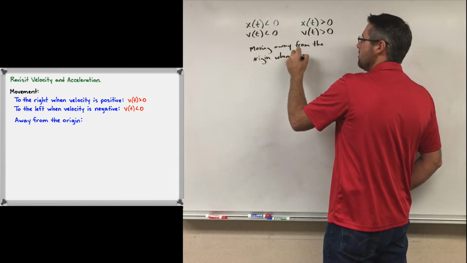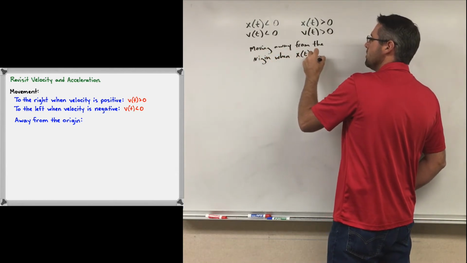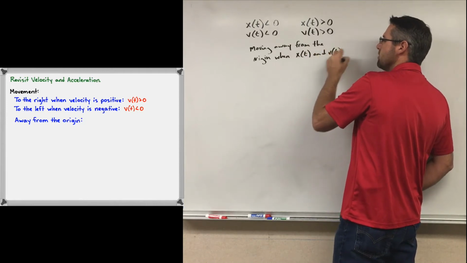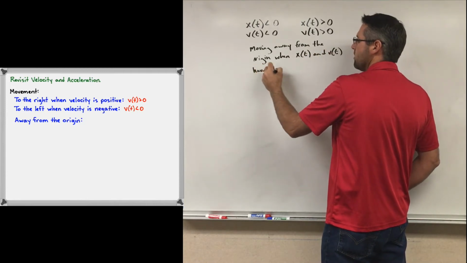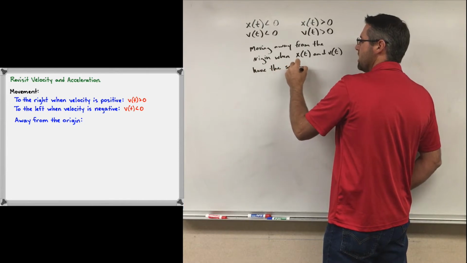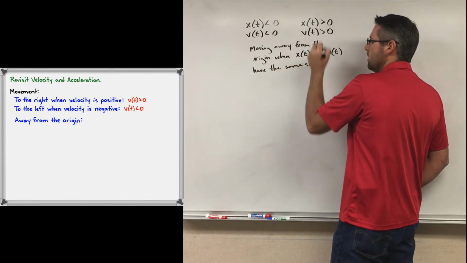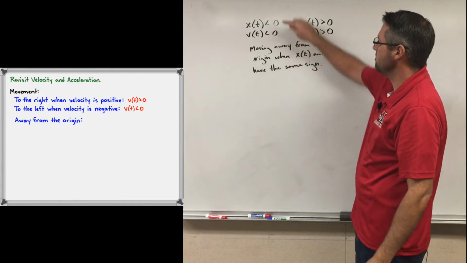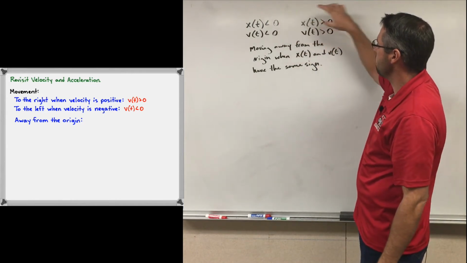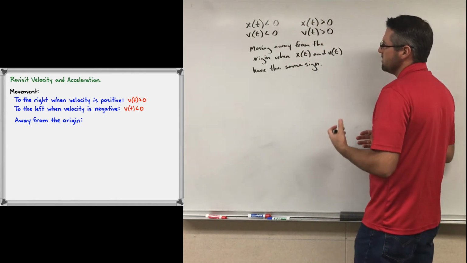when position and velocity have the same sign. Okay? So we are moving away from the origin when position and velocity are either both negative or both positive. And so we can kind of extrapolate from that.